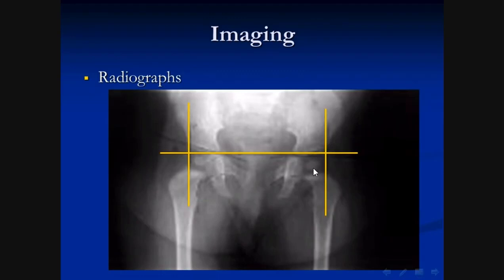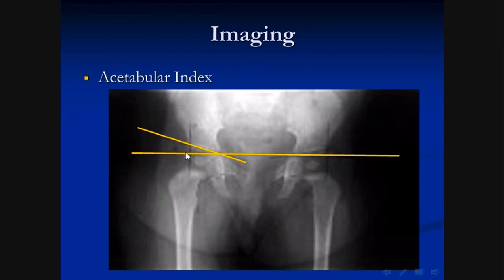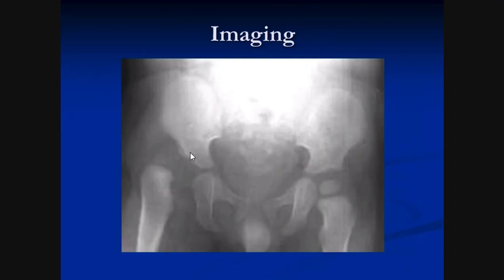Also on the right side, the nucleus of the femoral head is located inferior to the transverse line and medial to the vertical line. You can identify it, okay? Also, the acetabular index is less than 30 degrees, so it is a normal X-ray. While here, where is the abnormality?